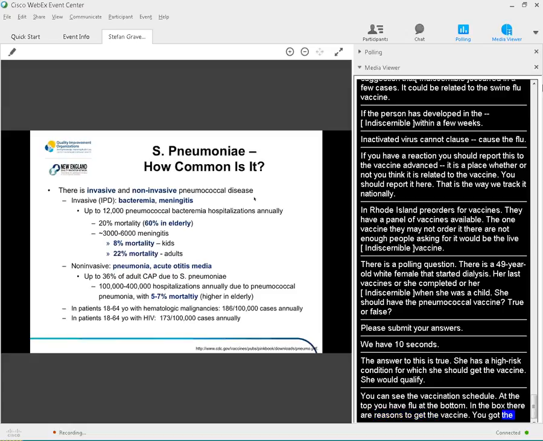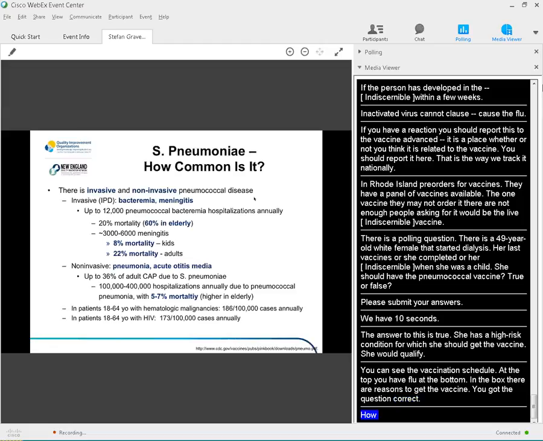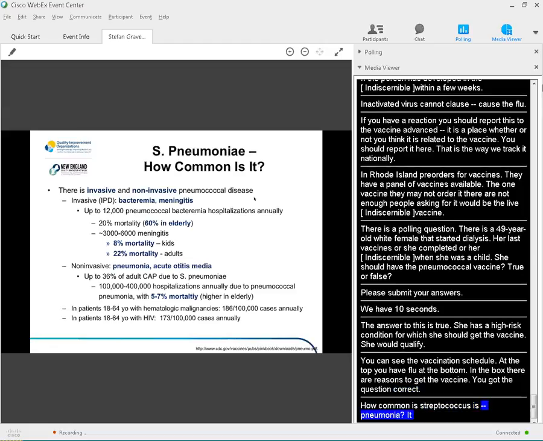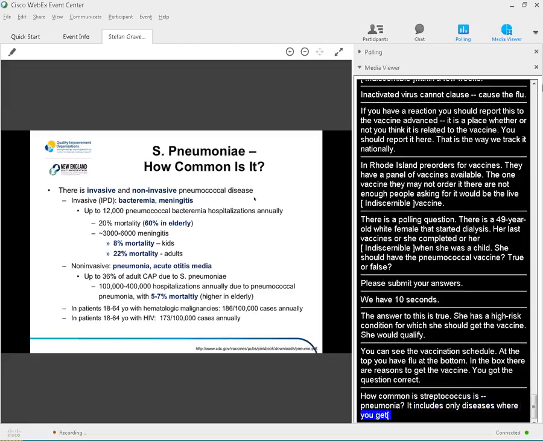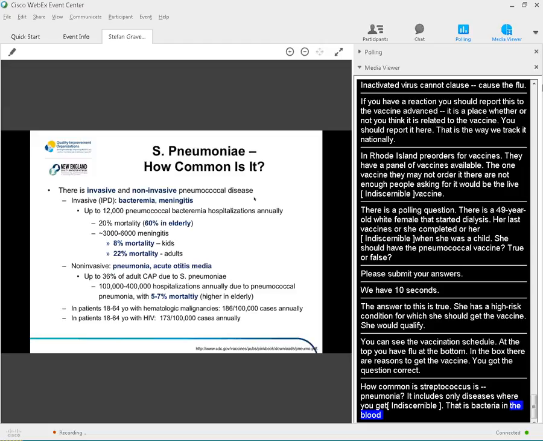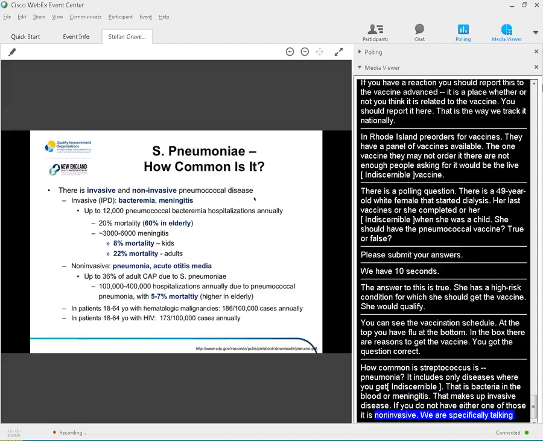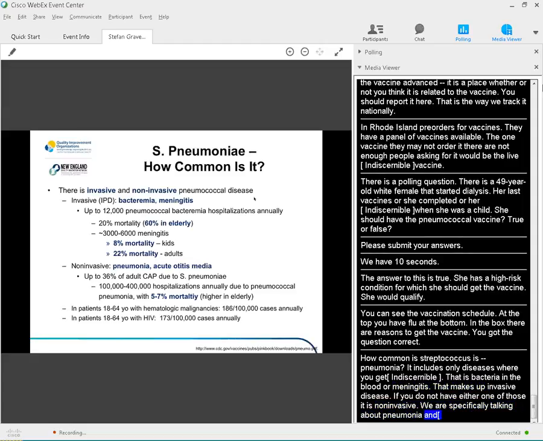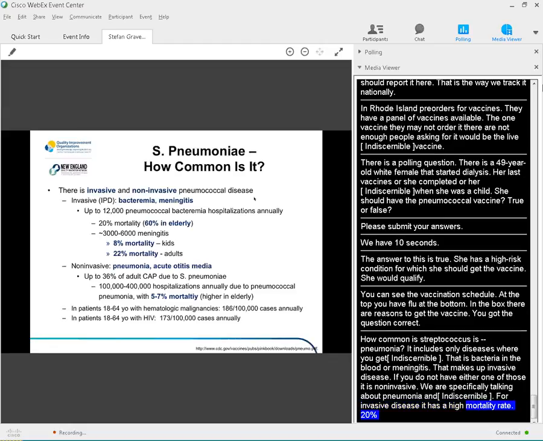Okay. So how common is Streptococcus pneumoniae? There's invasive and non-invasive. Invasive includes only diseases where you get bacteremia, so that's bacteria in the blood, or meningitis. Either one of those makes up invasive disease. If you don't have either one of those, it's non-invasive. And for non-invasive disease, we are specifically talking about pneumonia and acute otitis media. Invasive disease has a high mortality rate: 20% in elderly, straight up mortality from pneumococcal bacteremia, 22% mortality in adults for meningococcal disease, 8% in kids.